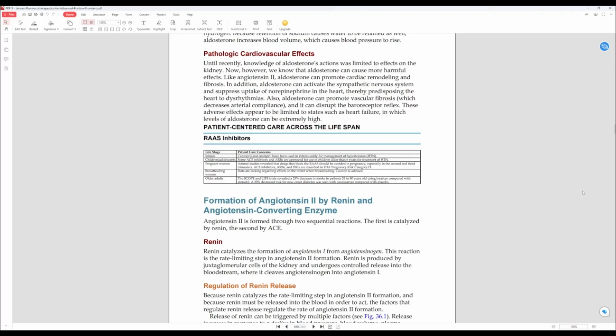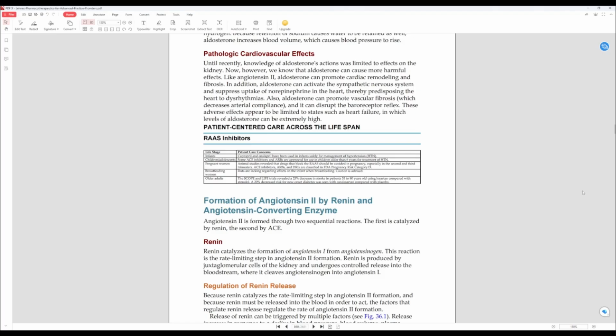In addition, aldosterone can activate the sympathetic nervous system and suppress uptake of norepinephrine in the heart, thereby predisposing the heart to dysrhythmias. Also, aldosterone can promote vascular fibrosis, and it can disrupt the baroreceptor reflex. These adverse effects appear to be limited to states such as heart failure, in which the levels of aldosterone can be extremely elevated.